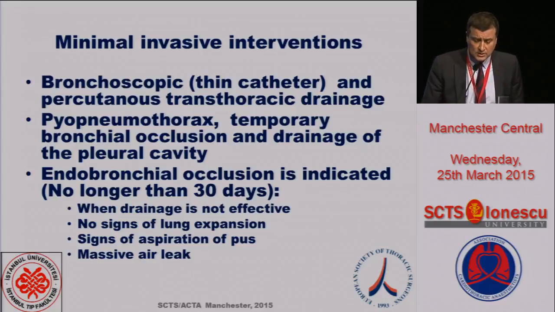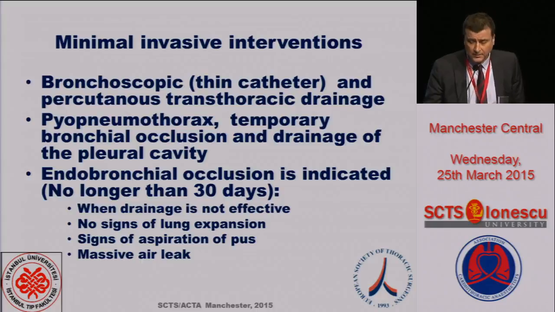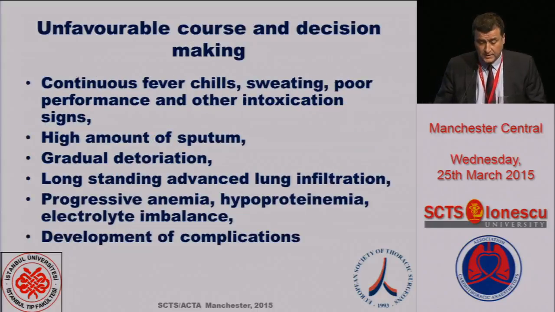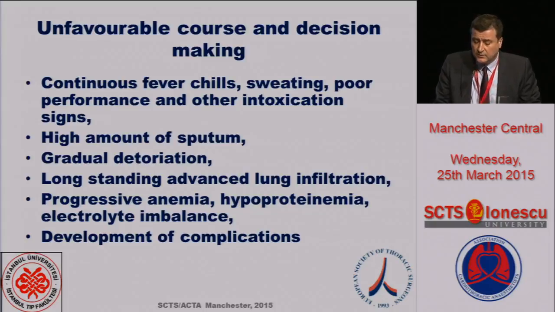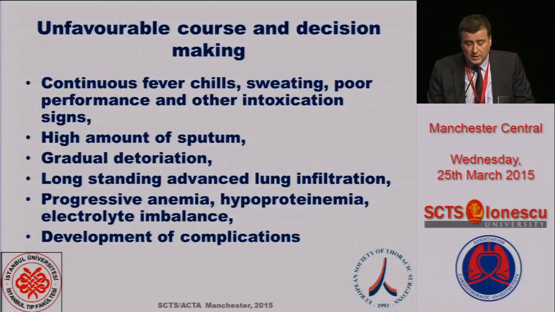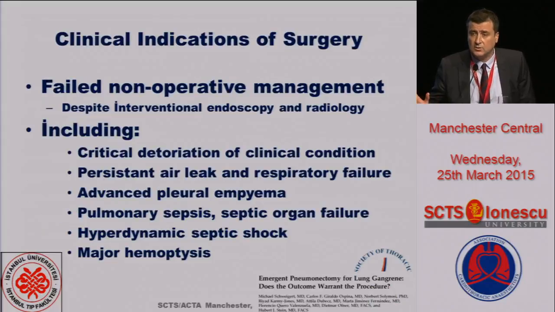Bronchial occlusion is indicated, and it should not stay longer than 30 days, when drainage is not effective, there are no signs of lung expansion, there are signs of aspiration of pus and contamination of the clear fields of the lung, and in the presence of a massive air leak. There are some findings which demonstrate an unfavorable prognosis. These are continuous fever and chills, sweating, poor performance status or other intoxication signs, high amount of sputum, gradual deterioration, long-standing advanced lung infiltration, progressive anemia, hypoproteinemia, electrolyte imbalance, and development of other complications like massive air leakage or hemoptysis.